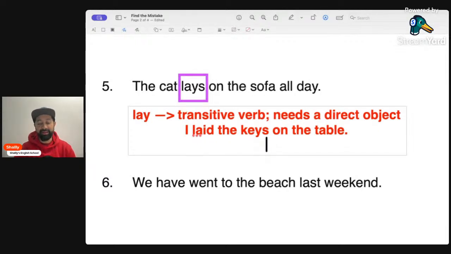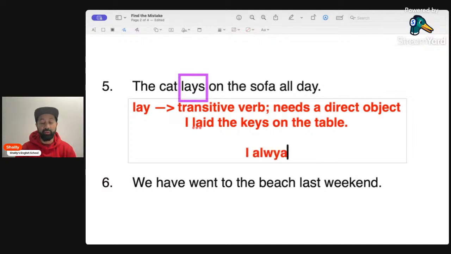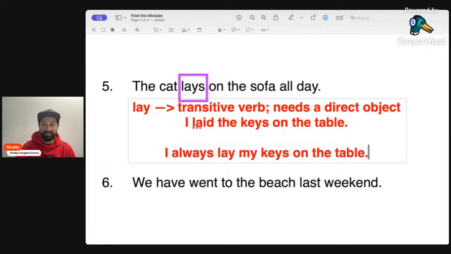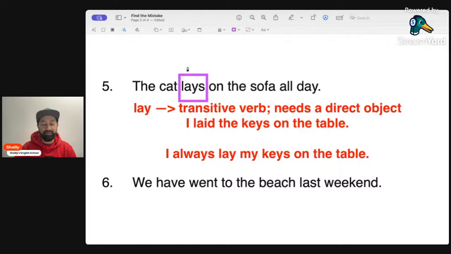Okay. Let's make another sentence with lay. I always lay my keys on the table. So keys, lay plus noun. But lie, we don't need anything. So in this sentence here, lays is incorrect. We want to change it to the word lies. The cat lies on the sofa all day. So that's a very lazy cat.